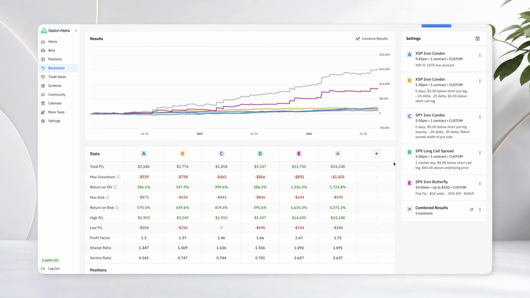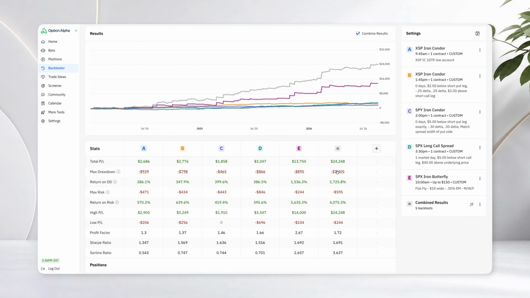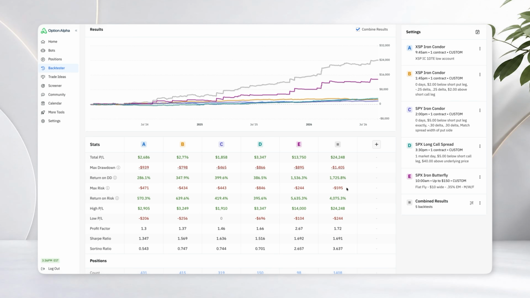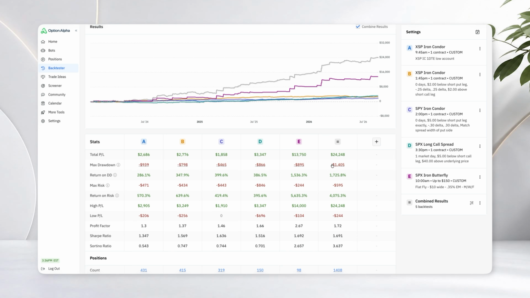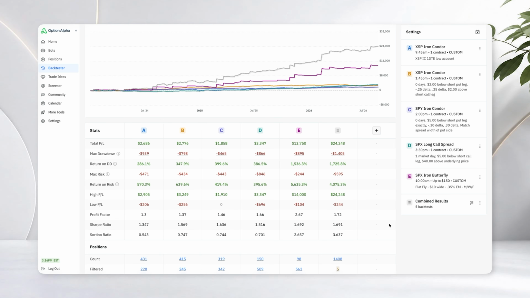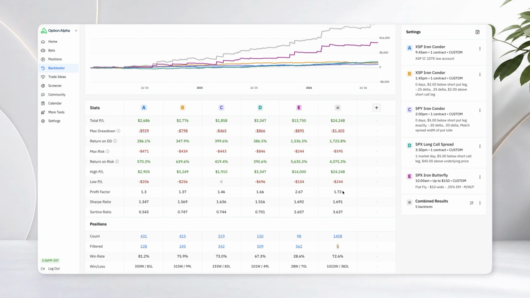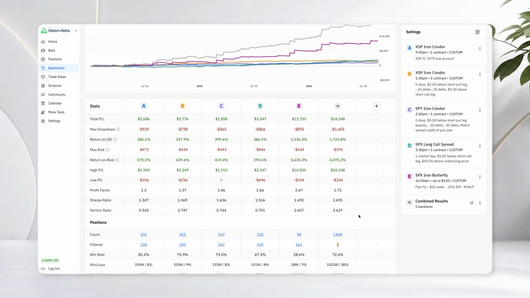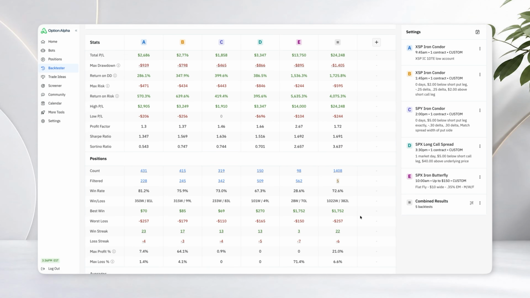So now here is the updated combined result. When all 5 strategies are combined, the backtest shows a P&L of 24,248. The max drawdown was a negative 1405. The max risk was a negative 595. And the profit factor was 1.72. And that low P&L was only negative 244.